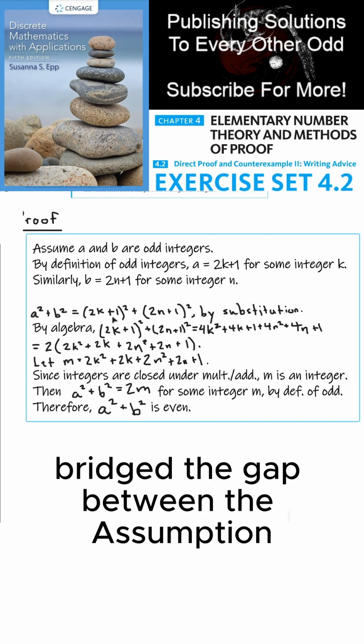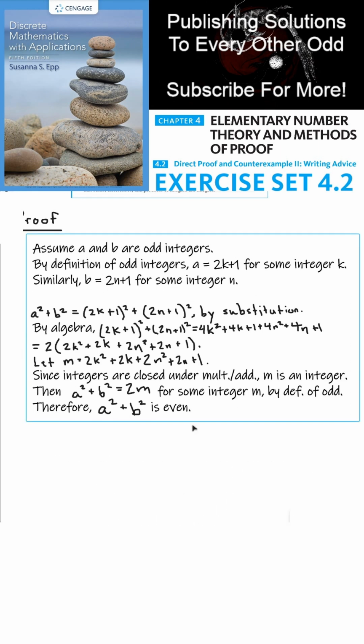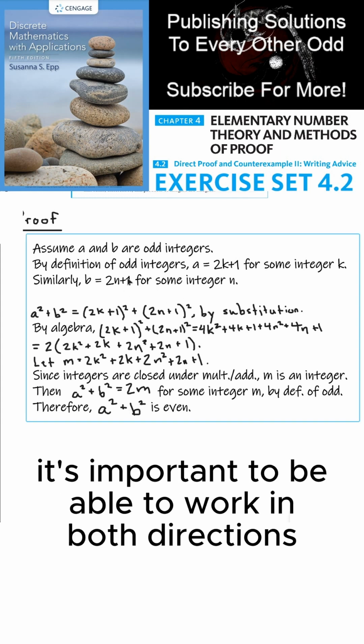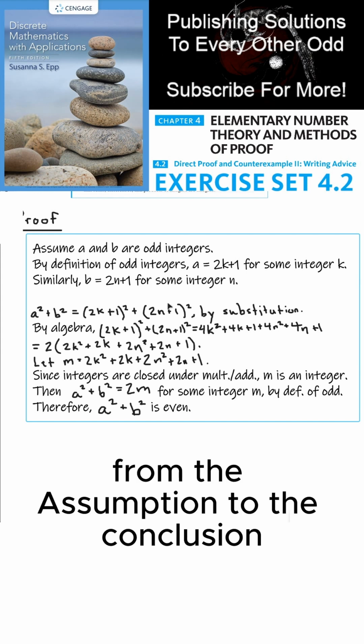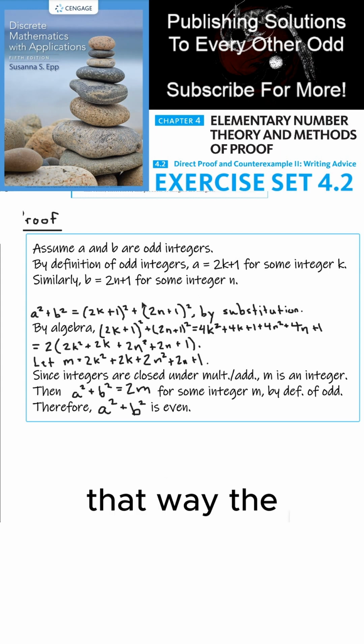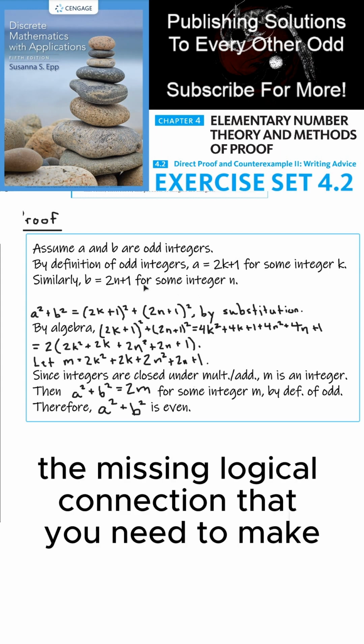Now we've officially bridged the gap between the assumption and the conclusion. And if you notice, it's important to be able to work in both directions, from the assumption to the conclusion, and working backwards from the conclusion towards the assumption. That way, the missing logical connection that you need to make is as small as possible.